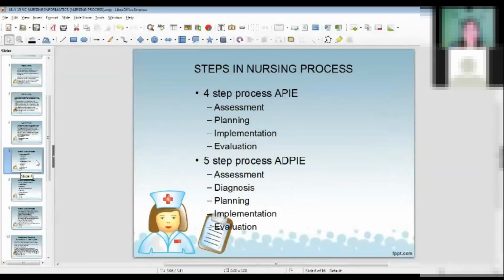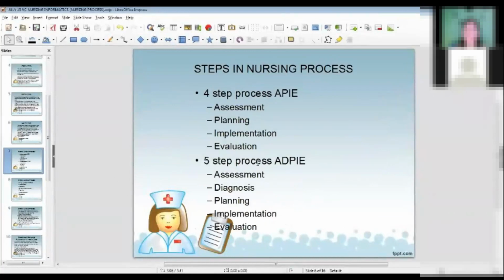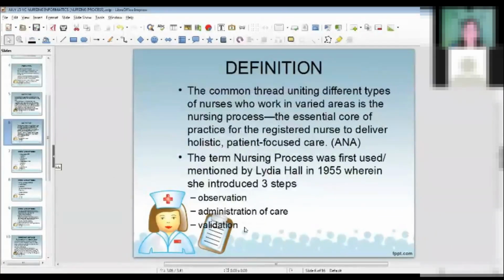Now, planning here is our goal. Remember earlier, the goal-oriented? So this is now the planning, or setting our goals for our patient. And then implementation is administration of care. Implementation is also the same as interventions. So this is now the administration of care. And the last, which is evaluation, is validation.